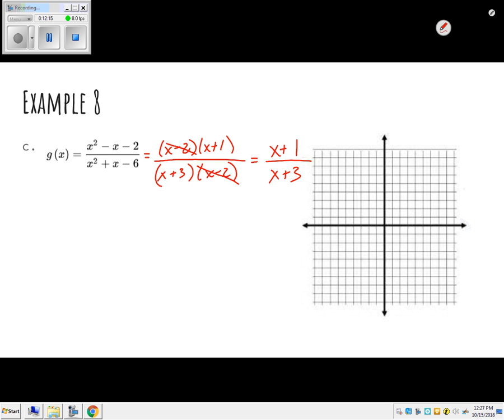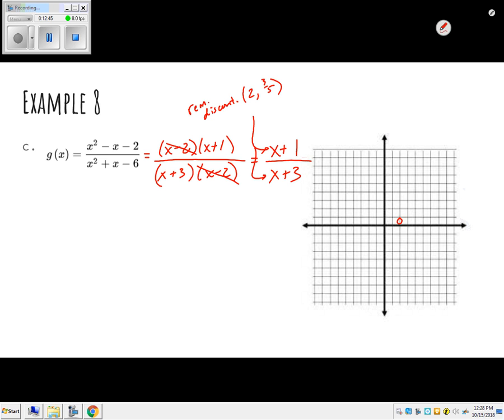Now, I do want to go ahead and take care of this removable discontinuity. All right? So I crossed out x minus 2. And so I want to go ahead and plot that removable discontinuity. So I plug 2 in for both of these x's, and it looks like that gives me 3/5. So there is going to be a hole in my graph at (2, 3/5). I don't have much room there, so I'm just going to make a giant hole right there.